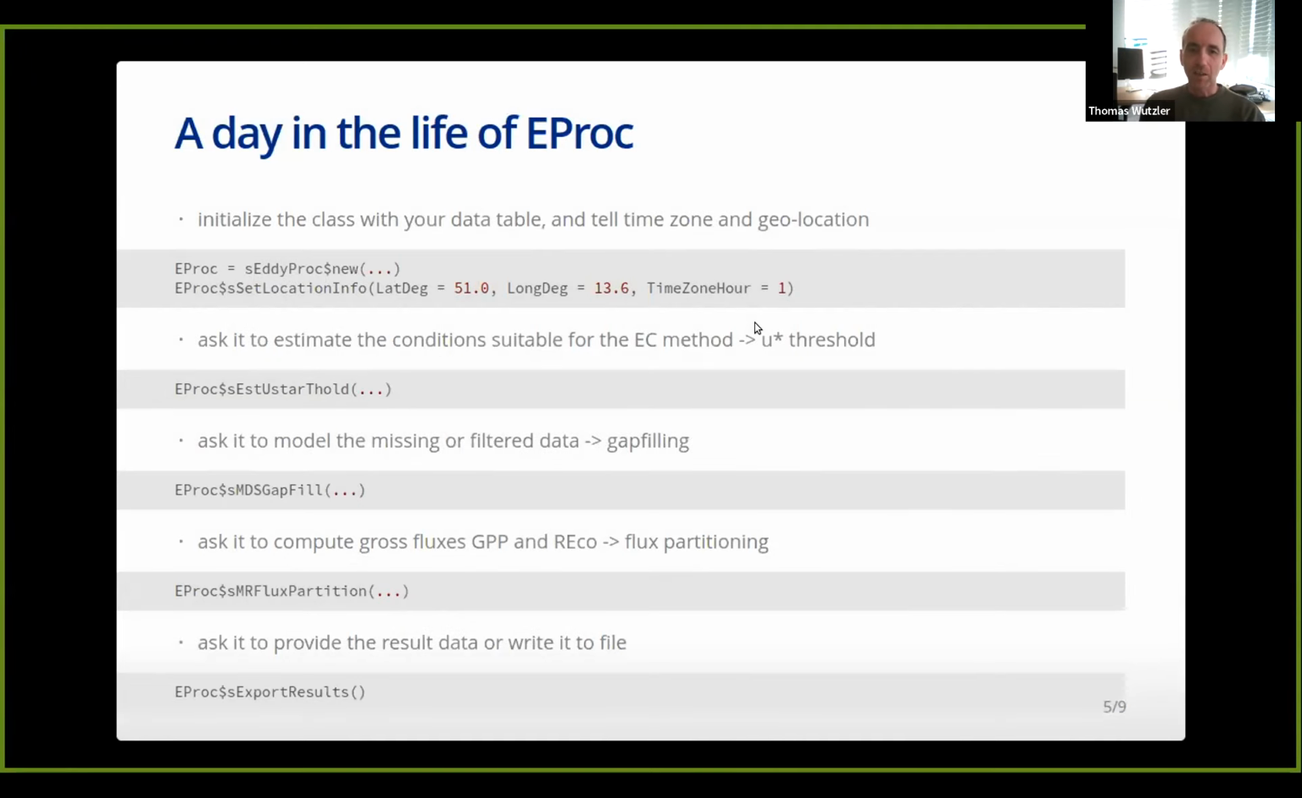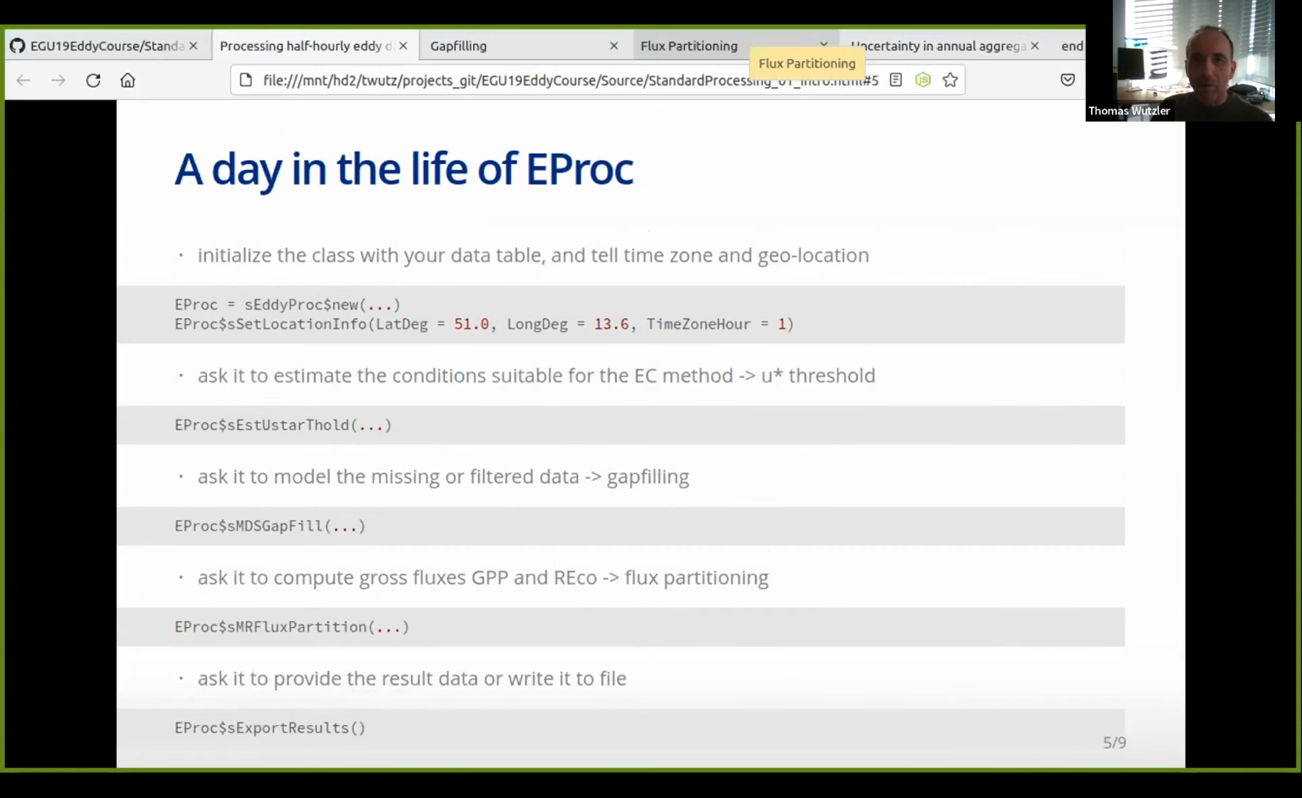So a typical day of this REddyProc class, here I call this eproc, and it's just a variable, you can name it, is that it's first initialized. Can you see my mouse? I hope so. Otherwise, yes. You can see it, Thomas.